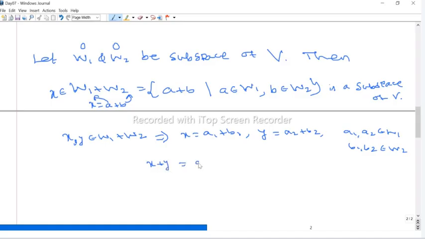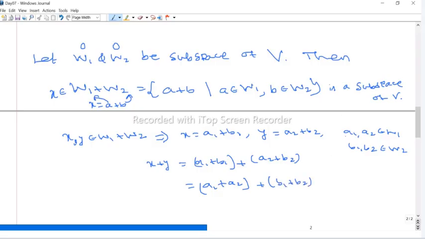x plus y equal to A1 plus B1 plus A2 plus B2. Now we can rearrange this because addition satisfies the associative property. Therefore, A1 plus A2 plus B1 plus B2.